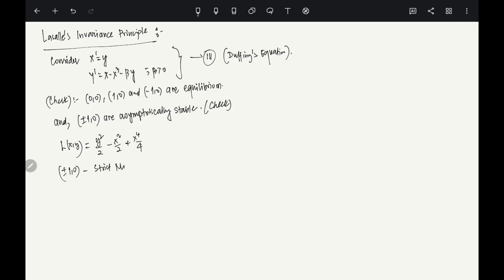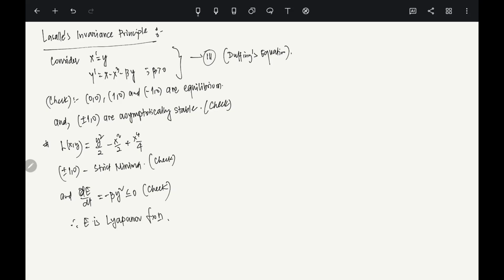I hope you know how to show that. Please check this part also, it's very easy to check, nothing special here. And you see, dE/dt, if you consider this thing, is nothing but minus beta y square, right? Again, you have to check it. So this is less than or equal to 0. So E is indeed a Lyapunov function.